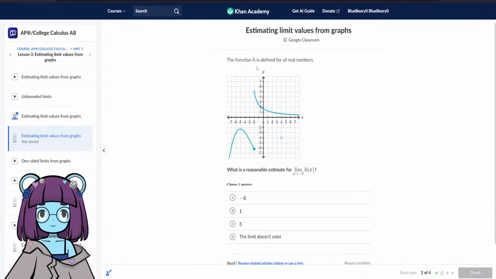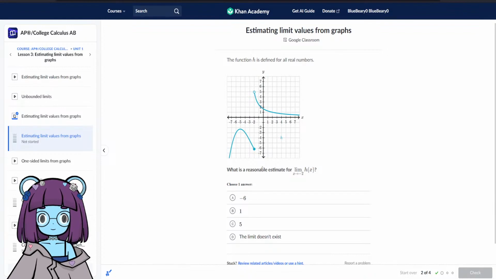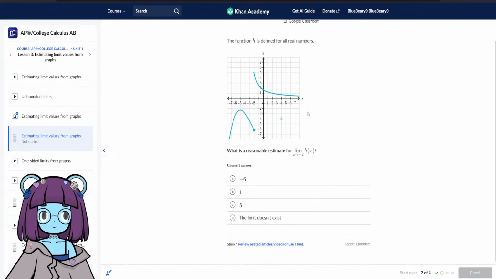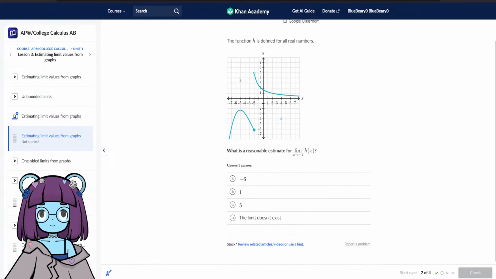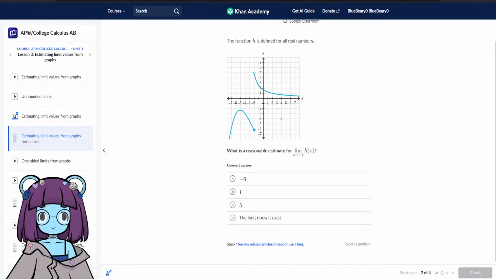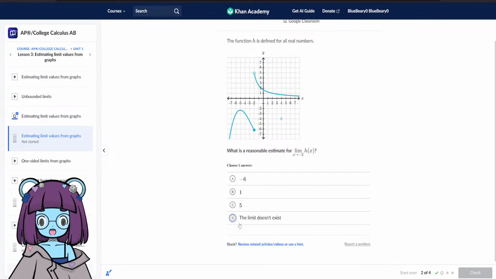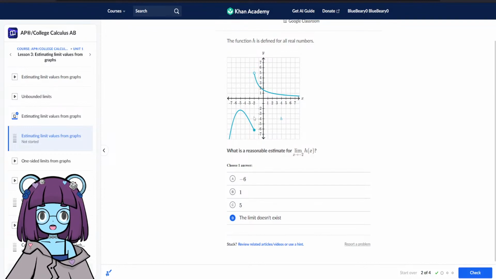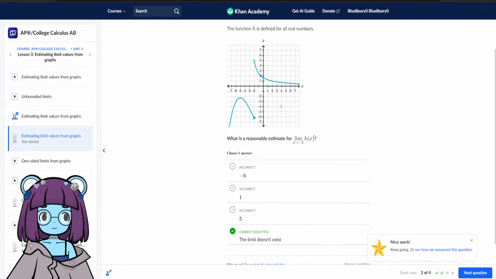Okay, the function f is defined for all real numbers. What is a reasonable estimate for the limit of h of x as x approaches -2? So this one, just by looking at it, because it jumps in values from 5 to -6 or something, roughly around there. The limit does not exist because 5 and -6 are different.